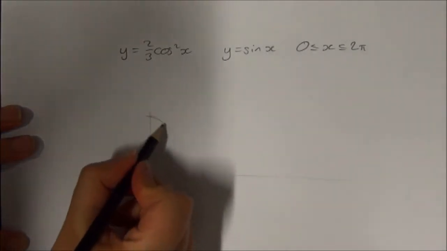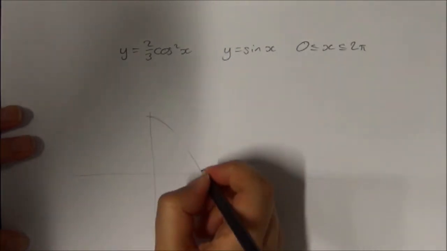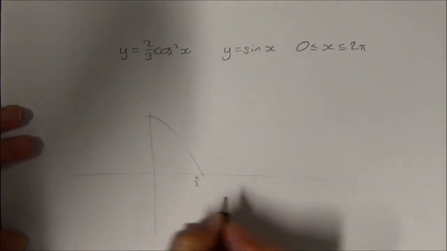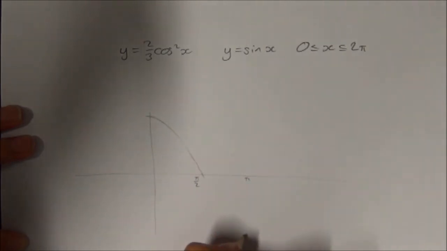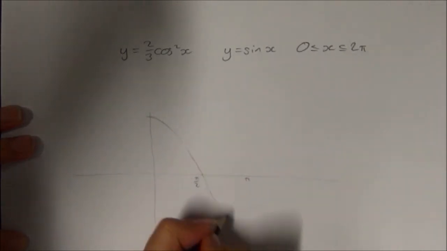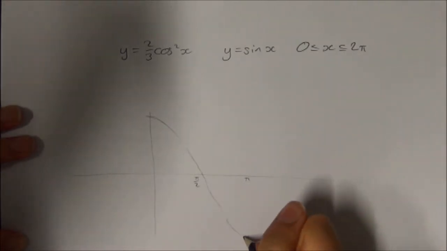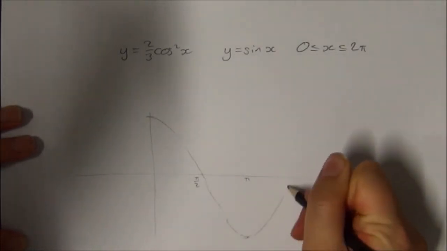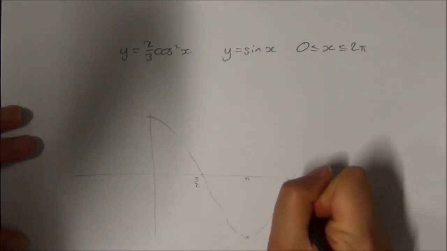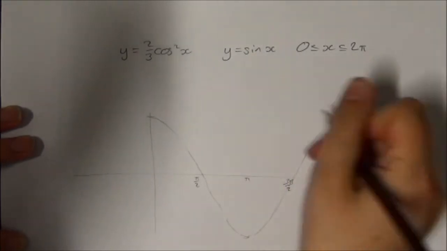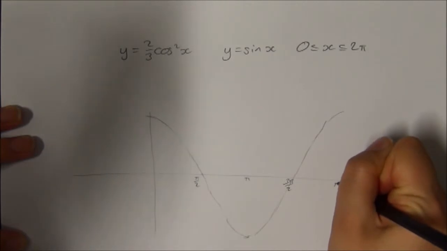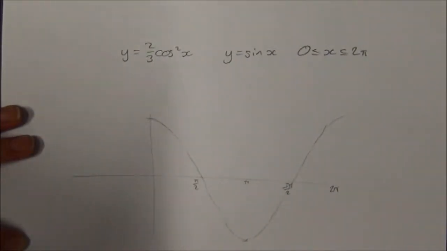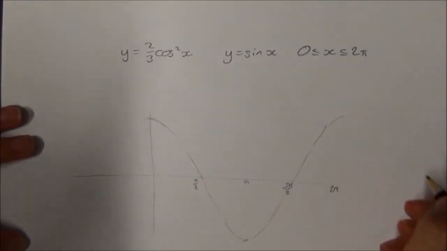crosses the axis at pi by 2 and then reaches its minimum of -1 at pi, and then it goes back up, crosses the axis again at 3 pi by 2, and then comes back up to 1 when x equals 2 pi. So it looks something like that. So that's y equals cos x.